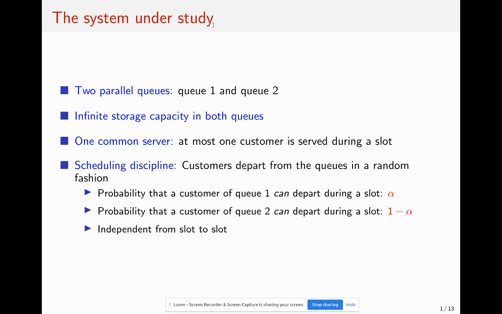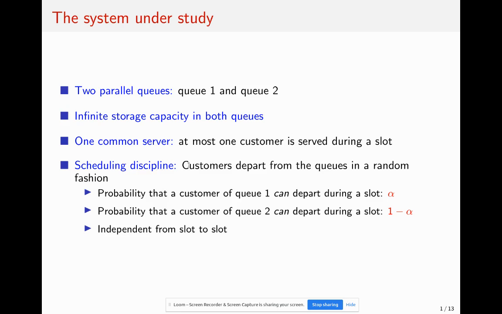So, the system under study. We have two parallel queues named Q1 and Q2, and both queues have an infinite storage capacity. But there's only one common server, which means that at most one customer, from either queue, is served during a slot. So we need a scheduling discipline, and it goes as follows.